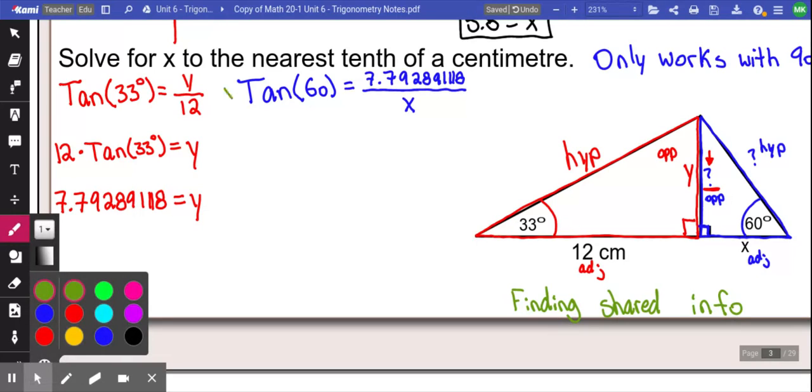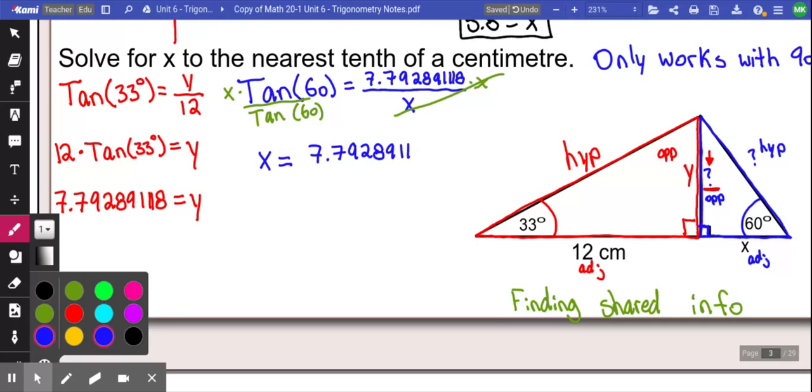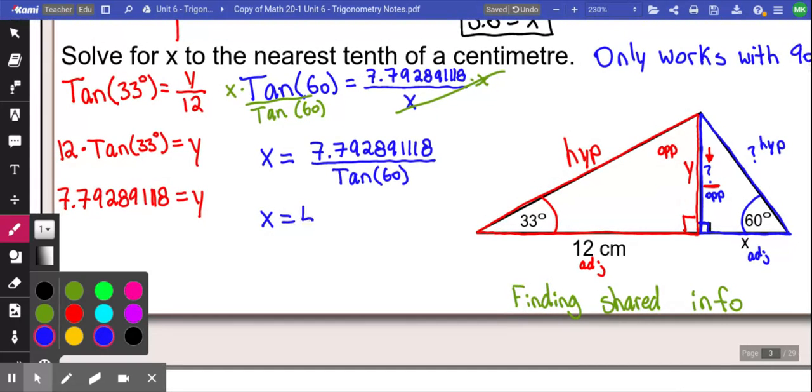To solve when x is on the bottom, I'm going to have to multiply by x over here and then divide by tan of 60 on both sides so that I get x equals 7.792891118 divided by tan of 60. You put that in your calculator, and this time we are going to round because it's our final answer, and I get 4.5. So the distance, x, would be 4.5.